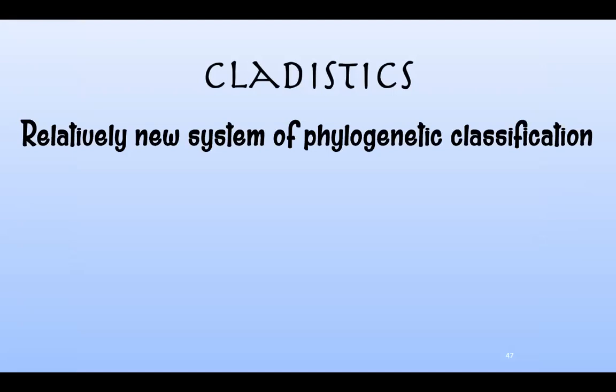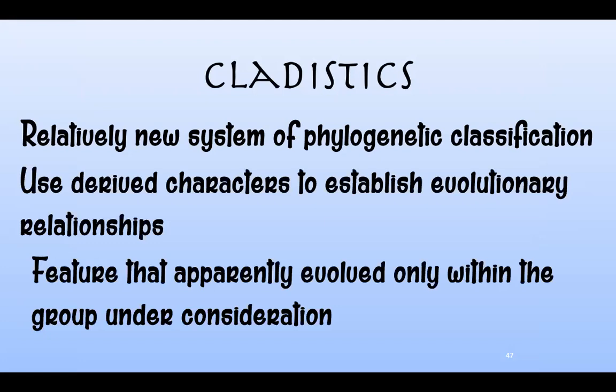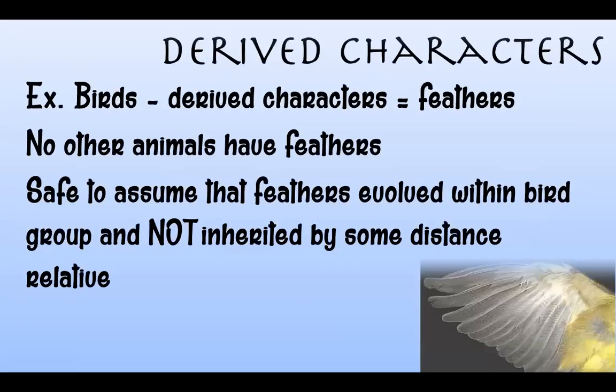Now, the last thing is cladistics. It's a relatively new system of classification, and cladistics uses what's called derived characters to establish evolutionary relationships. Derived characters are features that apparently evolved only within the group under consideration. So it looks at a characteristic or a feature that a group of organisms have in common that they don't have in common with other organisms. For example, in birds, feathers are a derived character. Feathers are a feature that all birds have, but no other organism except birds have.